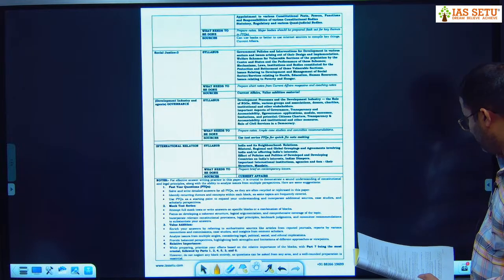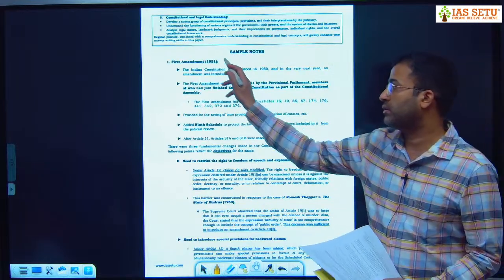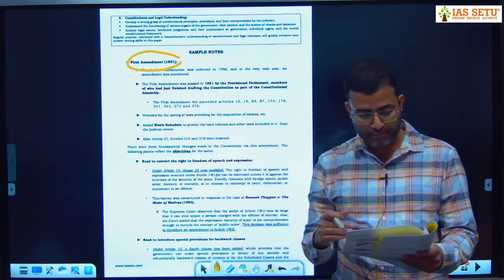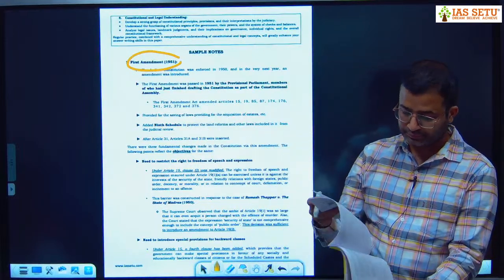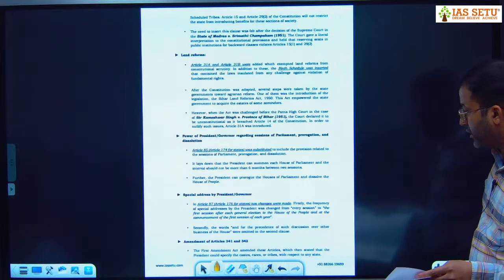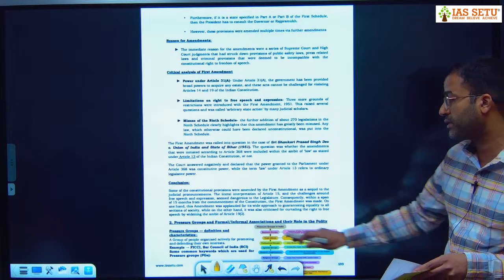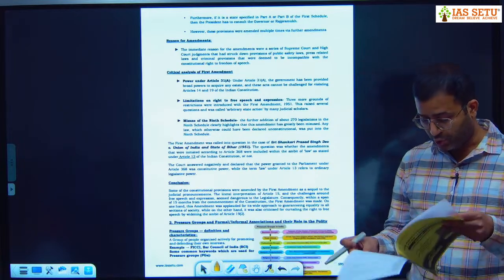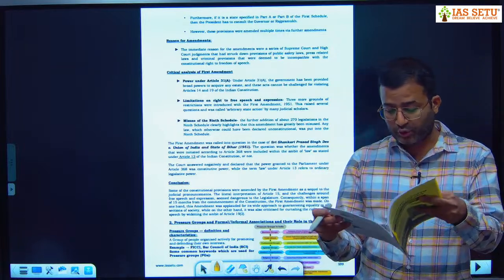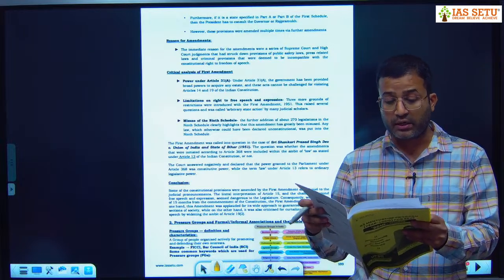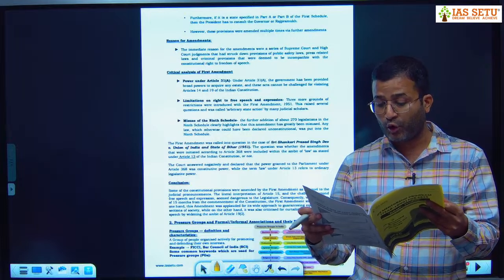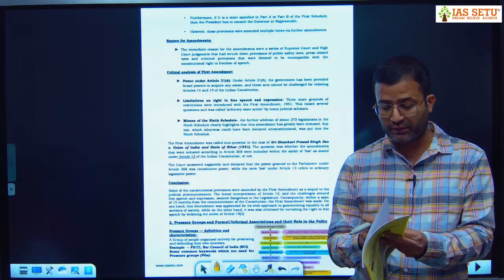One is the First Amendment, जो कॉन्स्टिट्यूशन में पहला अमेंडमेंट था, 1951 में हुआ था, उसका डिटेल, कंप्लीट डिटेल. And the second important topic, where students sometimes don't have material: pressure group. Pressure group, formal, informal association and their role in the polity. Pressure group definition and characteristics. Characteristics of pressure group. फिर types of pressure group. Role of pressure group in polity and democracy.